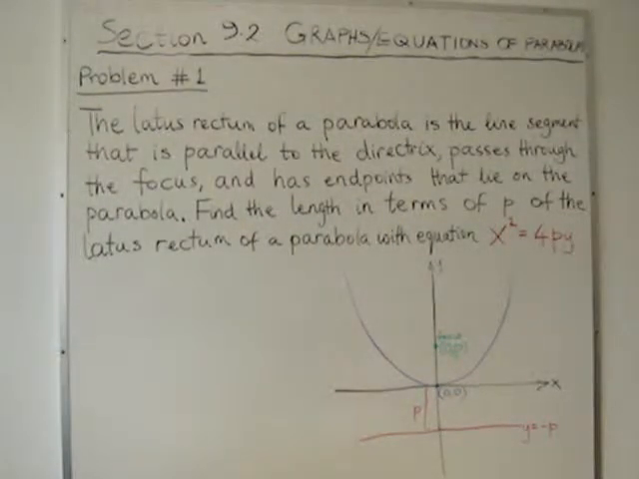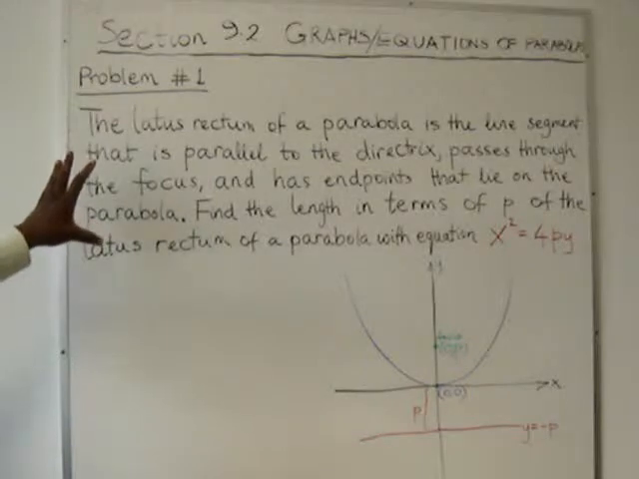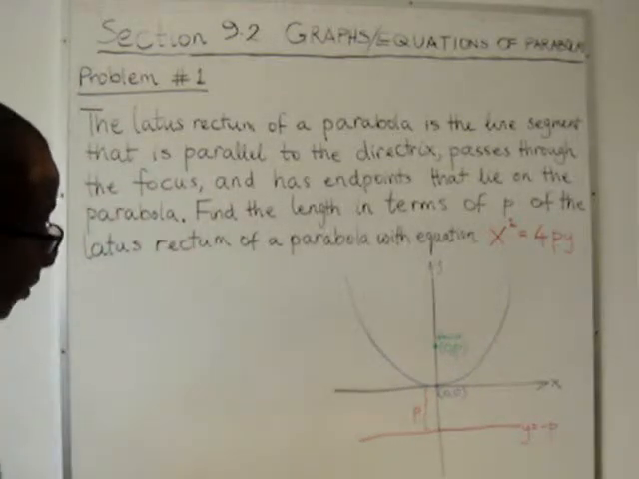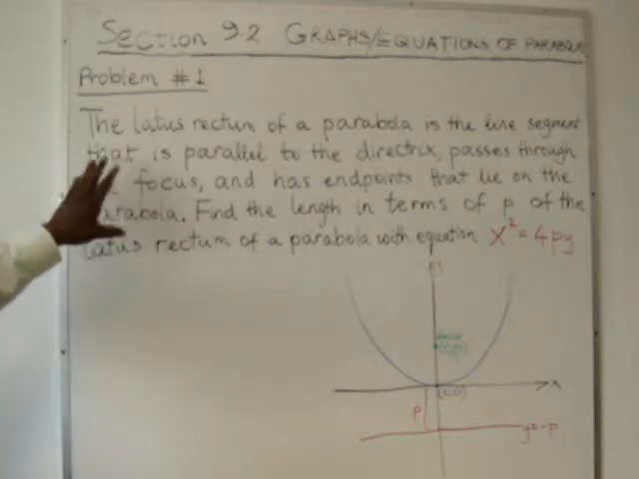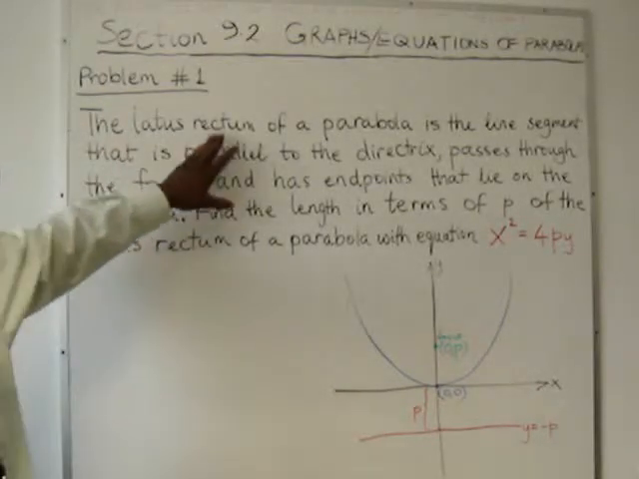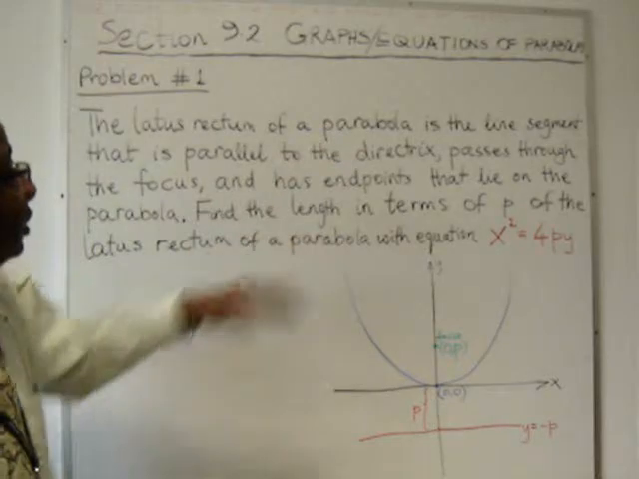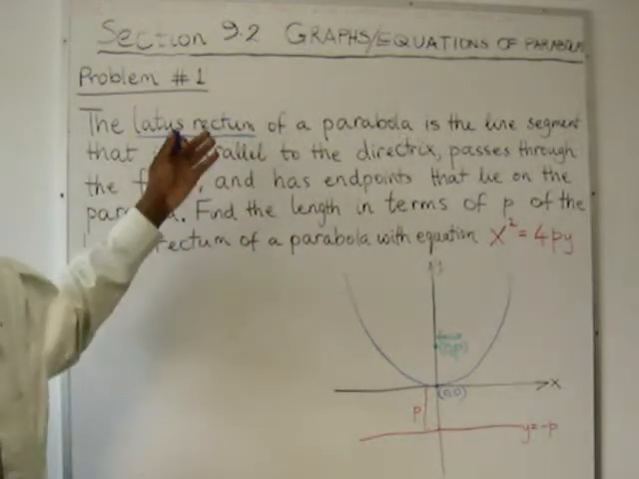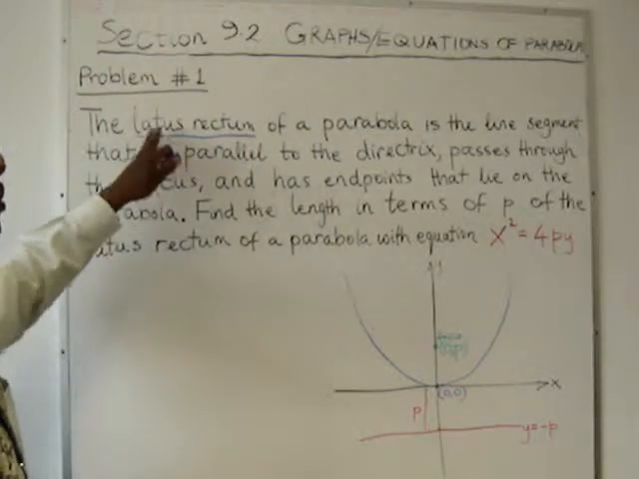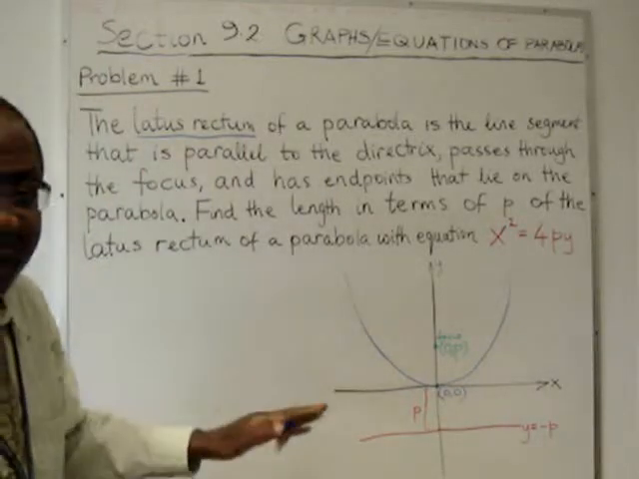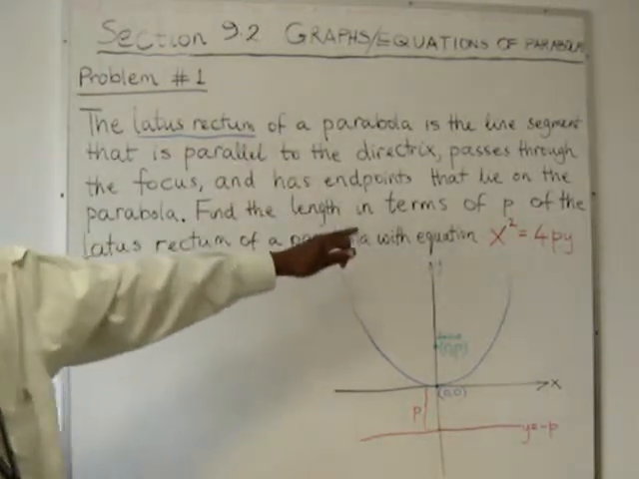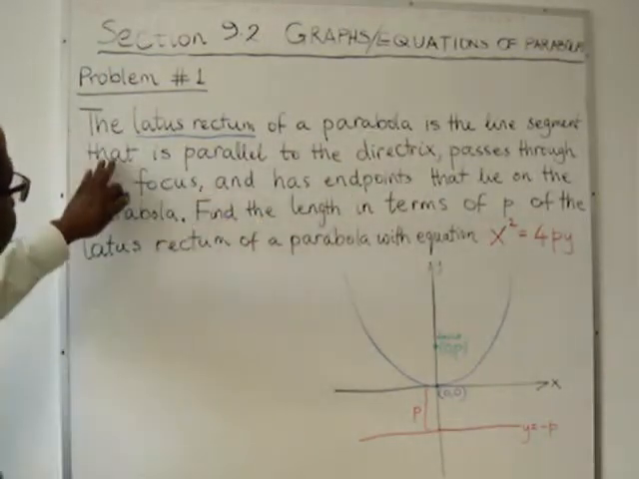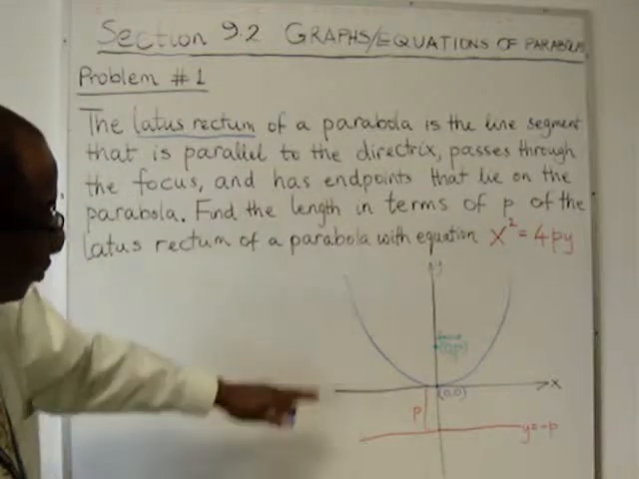Okay, Rachel. So this is an example problem about what we've done so far. So let's go through this quickly. The latus rectum of a parabola. I mean, they just introduced to you a new term which we had not learned before. But when you see this, no worries. Read the problem. Okay? The latus rectum of a parabola is the line segment that is parallel to the directrix.